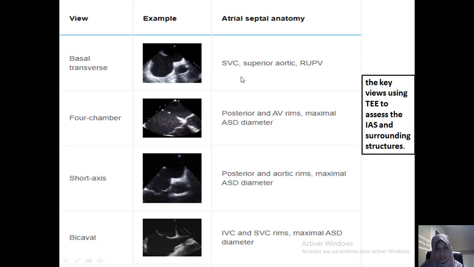describe the superior vena cava, the superior aortic rim, and the relation to the pulmonary veins. The four-chamber view, which describes the posterior and AV rims and the maximal ASD diameter, the short axis view, and the bicaval view.